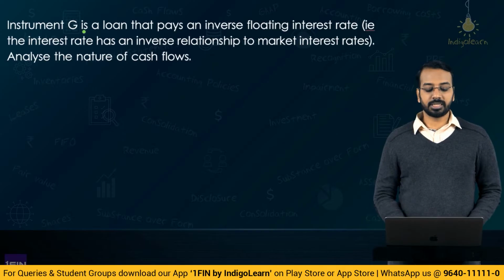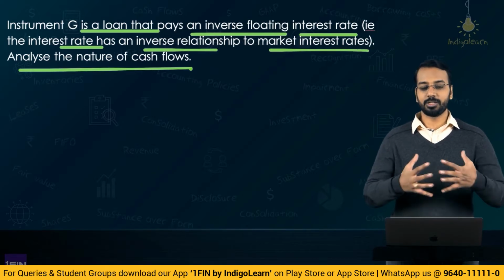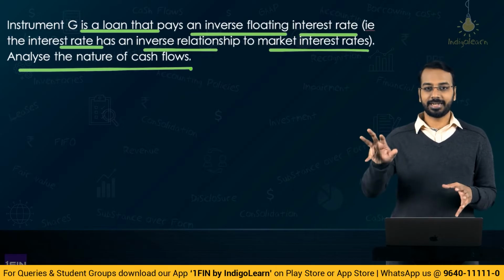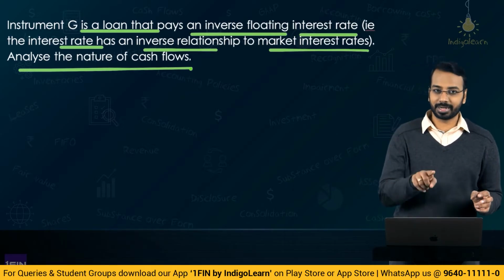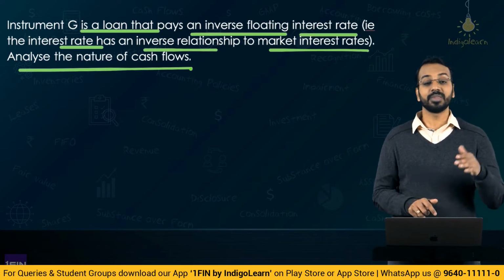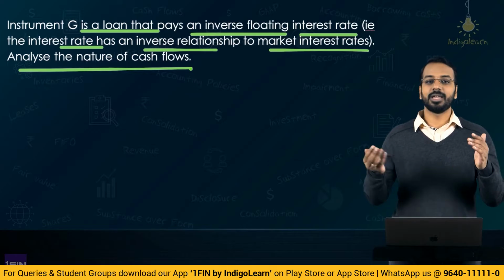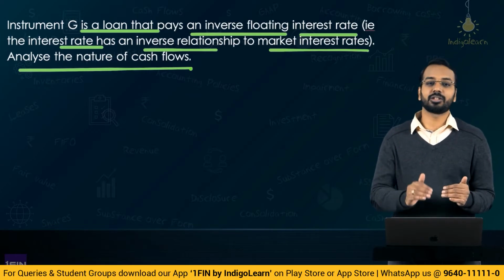Then instrument G is a loan that pays an inverse floating interest rate, that is, the interest rate has an inverse relationship to the market interest rate. Analyze the nature of cash flow. Now, this is a case we are talking about. Say there is an entity, there is a bank, the entity has borrowed money from the bank. The payment of interest is based on a rate that is inversely related to the market interest rate. So, if the market interest rate goes up, the interest rate under the loan comes down. If the market interest rate goes down, the interest under the loan goes up.